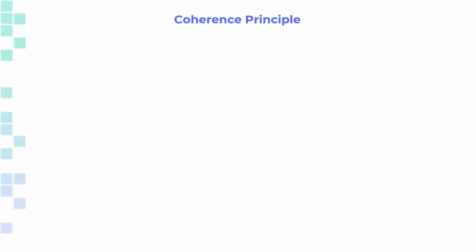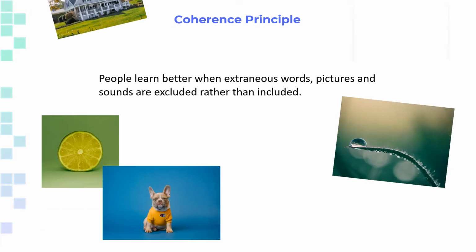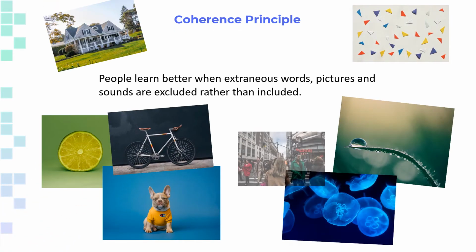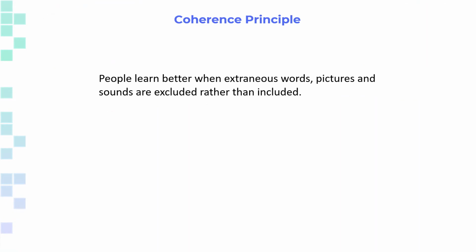The first of Mayer's 12 principles from the book Multimedia Learning is the coherence principle. It states, people learn better when extraneous words, pictures, and sounds are excluded rather than included. What this is saying is all content, everything seen and heard, competes for the learner's attention. The more elements that compete, the more each one gets diminished. So it's best to keep all non-essential materials out of the instruction.